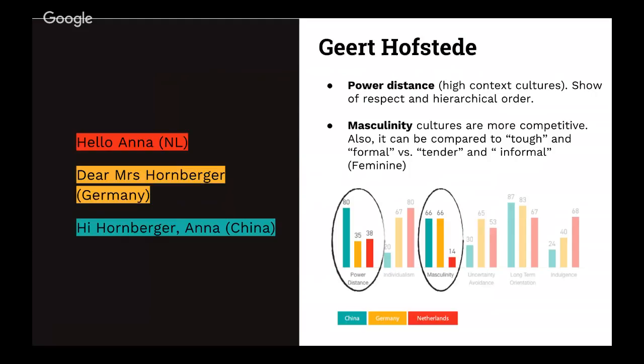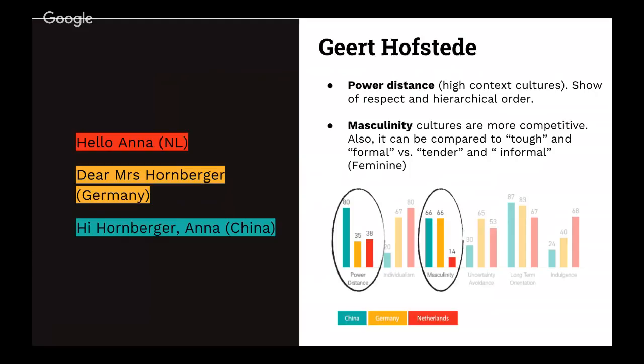And masculinity compares how competitive cultures are. So masculine cultures are more formal because they're more competitive and not so tender and informal as feminine countries such as the Netherlands. That's why in the Netherlands you're very informal.